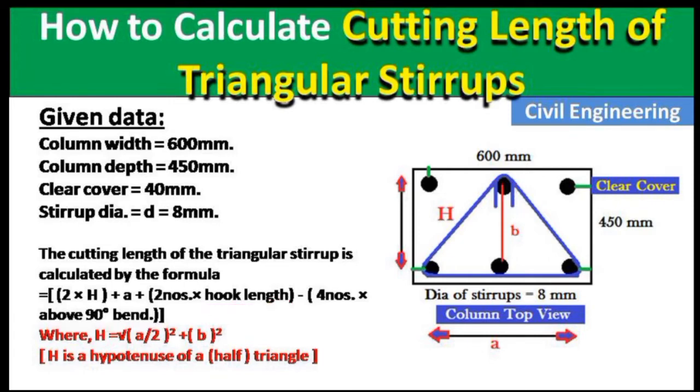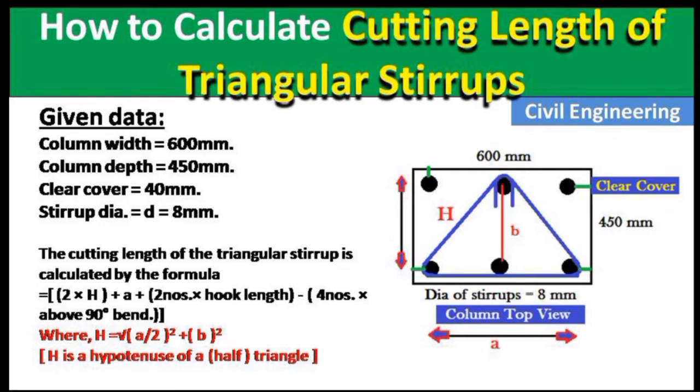Here we can see 2 into h, which includes this h and this h. After that, a, this length a. After that, 2 numbers into hook length, and we get the total length of the triangular stirrup. But we have to subtract 4 into the bend. You can see this is bend 1, this is bend 2, this is bend 3, and this is bend 4. We have to deduct this bending because when we bend the steel rod, it gets stretched somewhat. This stretched part we have to remove for economical reasons.